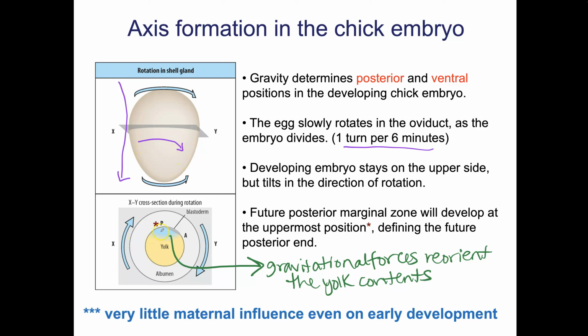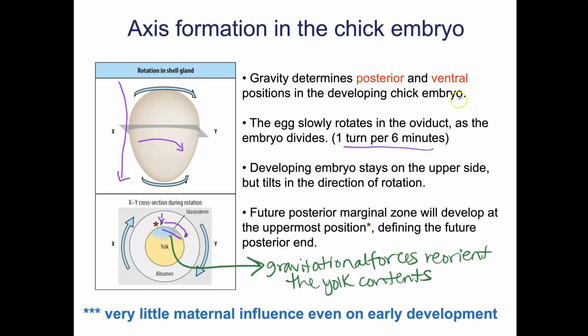So it's not rapid, and it's slow enough that the egg yolk with the embryo floating on the top mostly stays with the embryo at the top. But because there is a little bit of this rotation in this direction, it is sitting on an angle. And the part that's uppermost, the furthest from the source of gravity, is where the posterior marginal zone develops. That's going to be the posterior end.